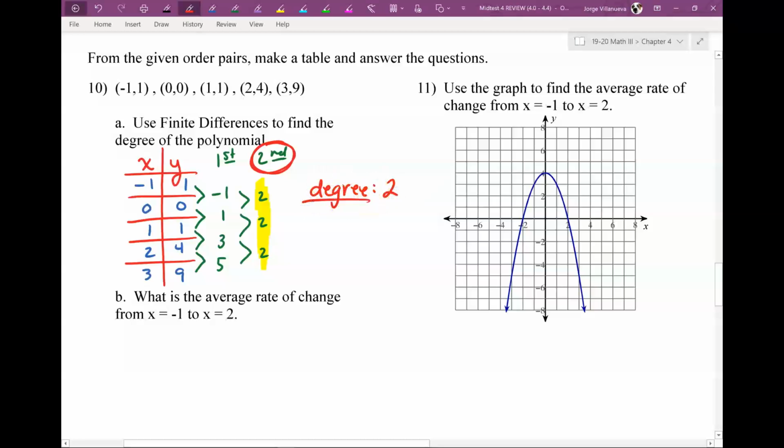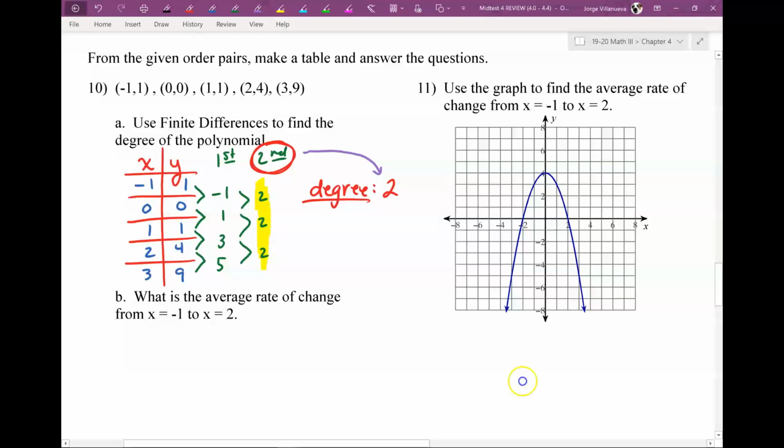Now, just to be clear with you guys, it's not a degree 2 because this says 2 three different times. That's not the reason why it's a degree 2. It's a degree 2 because it took 2 subtractions to finally get matching numbers. That's why it's a degree 2. So the thing highlighted in yellow, they could have said 4, 4, 4. I still would have written second degree because it happened after the second time I subtracted.